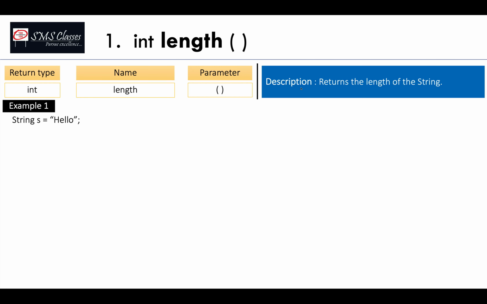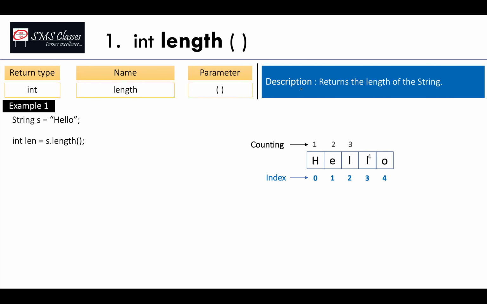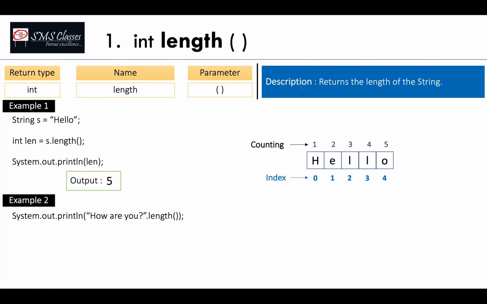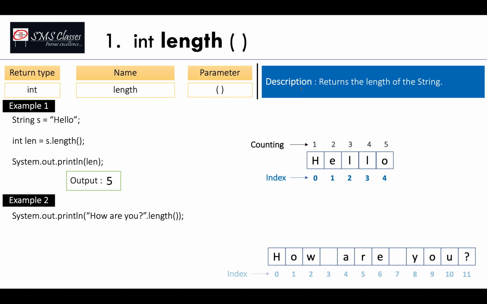For example, if you take a string as hello, and call s.length, it's going to count the number of characters in the string and return the length of the string, which is 5. If we take another example, like "how are you" dot length, again it's going to count the number of characters in the string. As you observe, even a space is considered a character, even a question mark. So it counts all of that and the answer is 12 in this case.